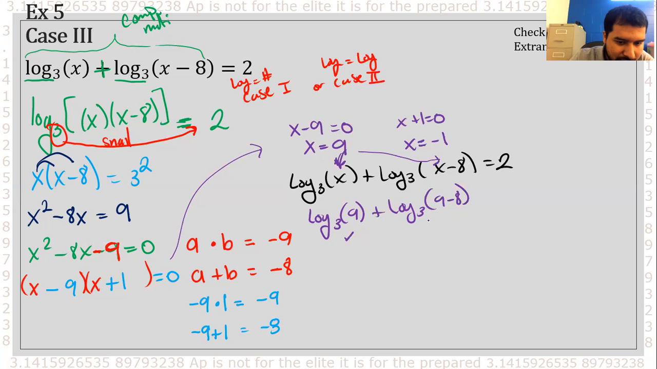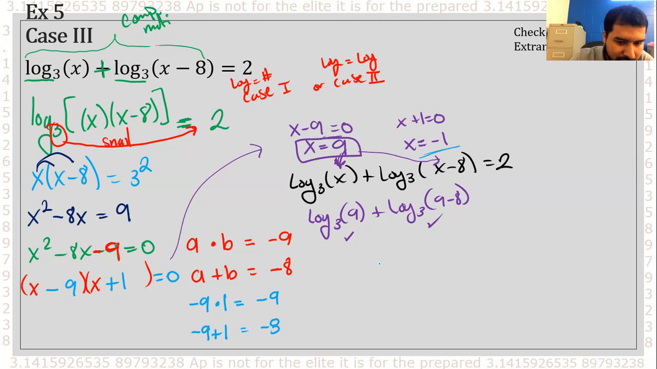Worst case scenario, I could graph it. Log base 3 of 9 minus 8 looks sketchy, but it's a log. If I simplify, 9 minus 8 is 1. So I could solve for that. So x equals 9 is indeed a solution, a real solution. The next one. How about when x equals negative 1?